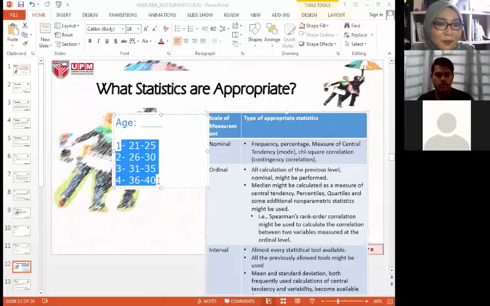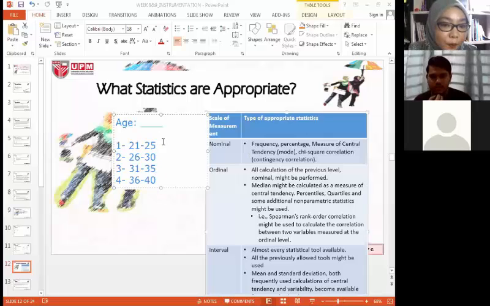Look at the attribute I put beside it. Is it possible to get the mean for ordinal scale of measurement? I just taught you and you said you understood. Did I write mean there? No, right? How can you get the mean here?